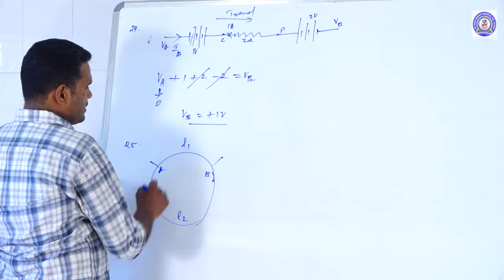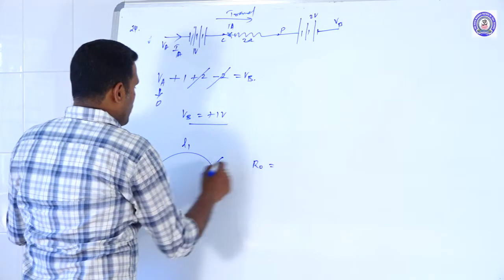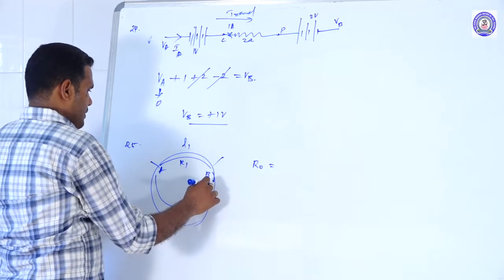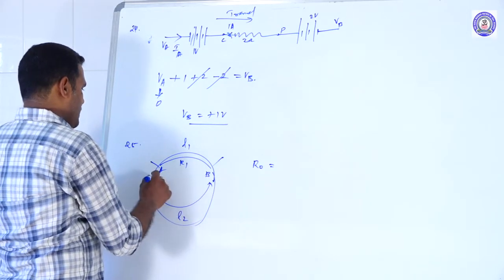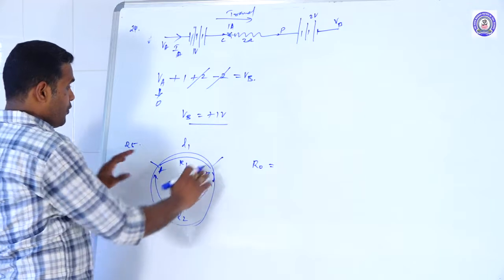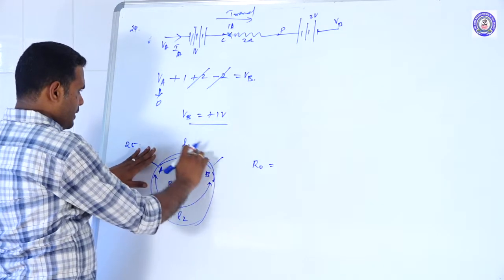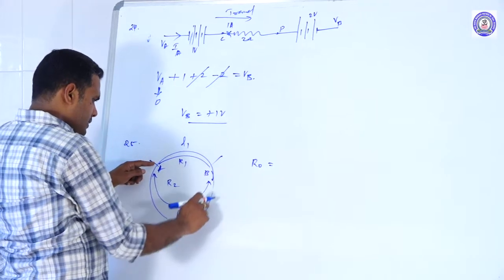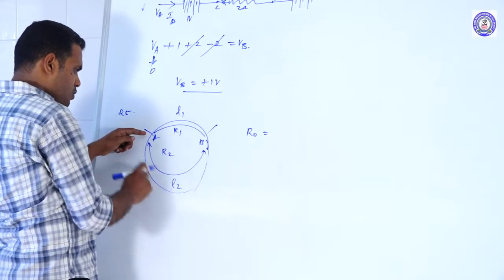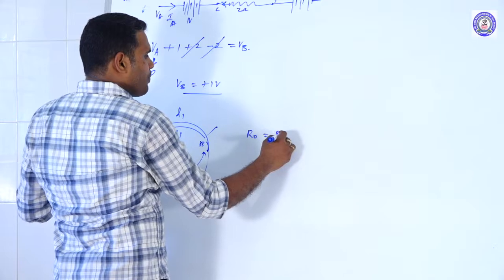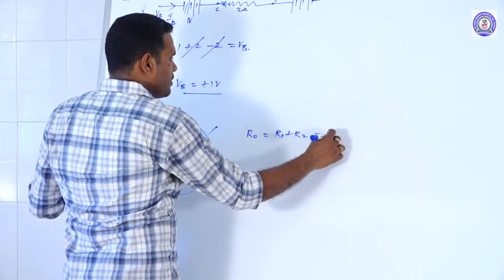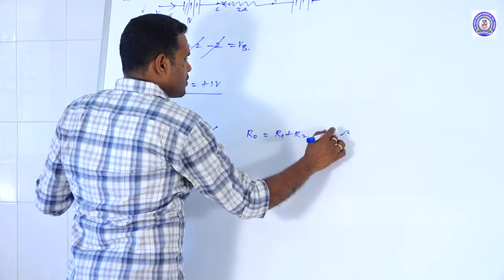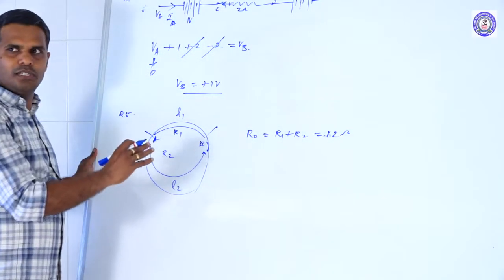L1 and L2 are the lengths. The total resistance R0 equals, if I consider this as R1 and this one as R2, before taking these 2 points A and B, this is a complete ring. So if you start from this point, this is a complete ring. So R1 and R2 are considered to be in series. So R0 equals R1 plus R2 equals 12 ohm. That's the meaning. This is what is mentioned.